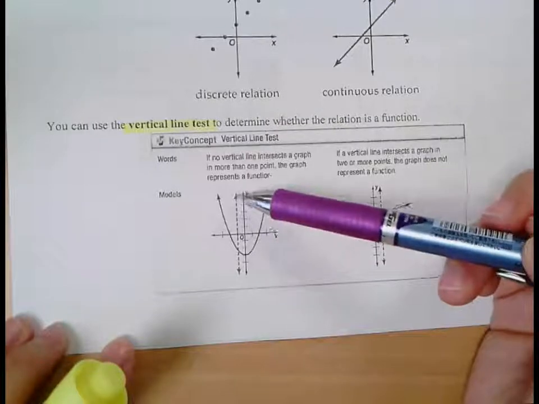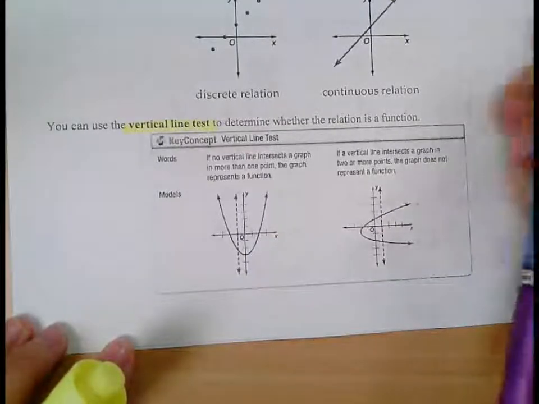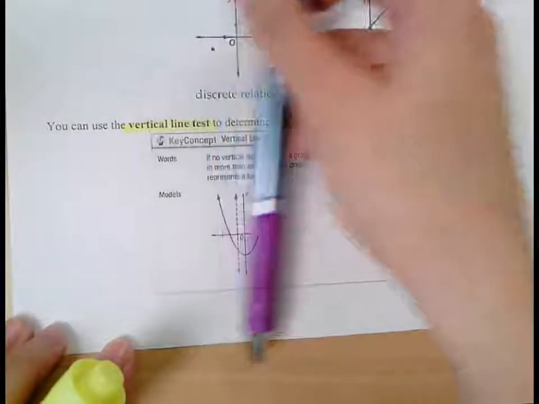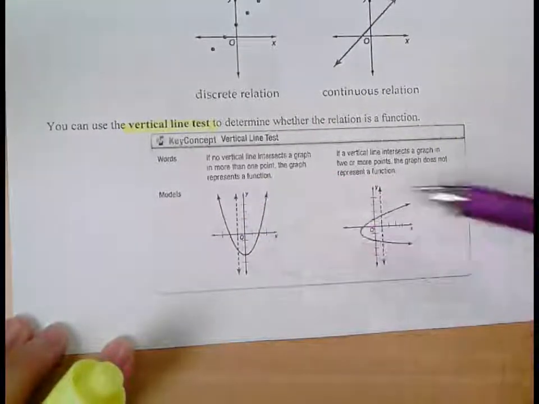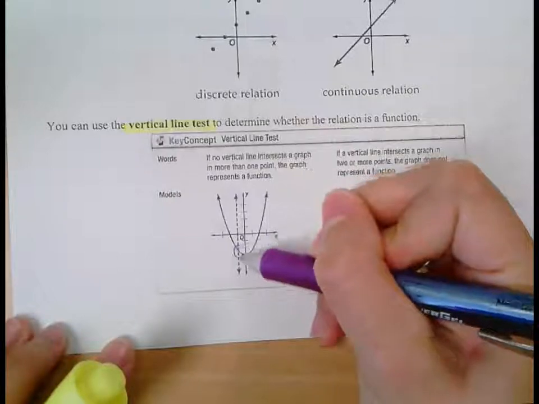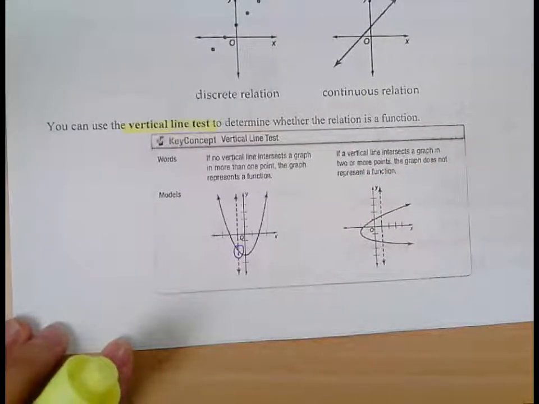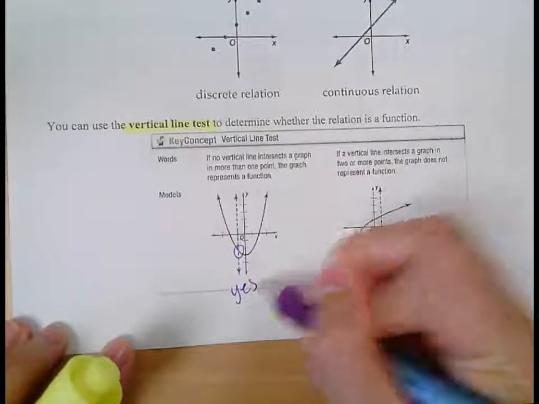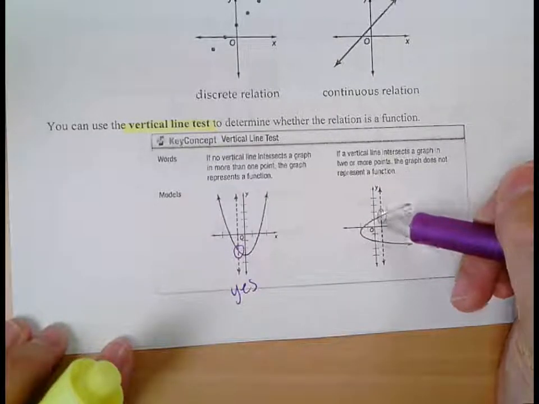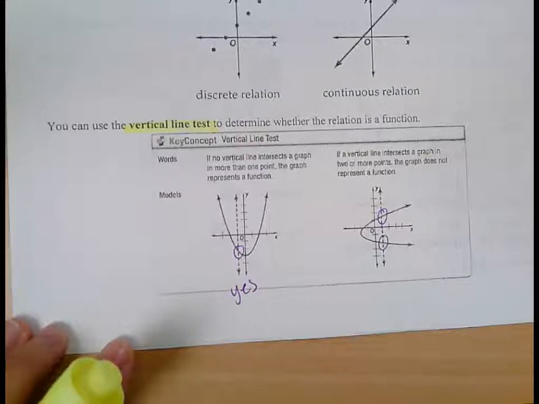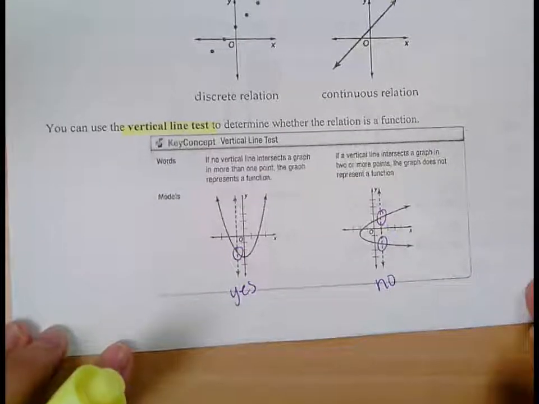If I were to draw a vertical line through it, or some of you might be familiar with holding up your pencil or your pen to it, if any vertical line, anywhere I place it, only crosses or intersects the curve one time, then yes, it's a function. But if I draw a vertical line and it intersects two or more times, then it's not a function. So that's what the vertical line test says.